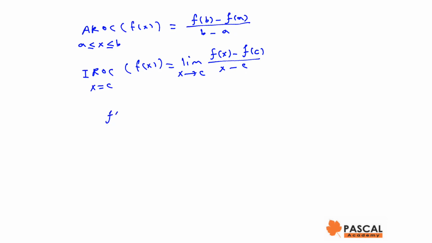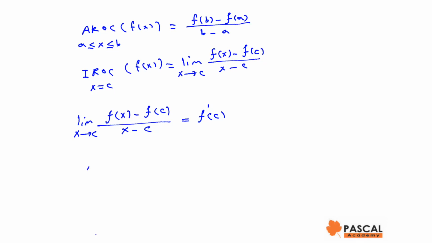We define f of x minus f of c divided by x minus c as the difference quotient of f of x at c. The limit of the difference quotient as x approaches c is called the derivative of f of x at x equals c, and it is denoted by f prime of c. The derivative of a function at x equals c is the instantaneous rate of change of the function at x equals c.